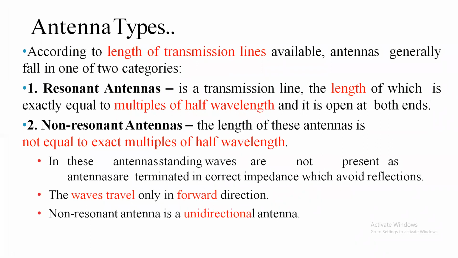These non-resonant antennas are used where the signals travel only in the forward direction. These non-resonant antennas are also called directional antennas. Right? This is about the basics of antennas.